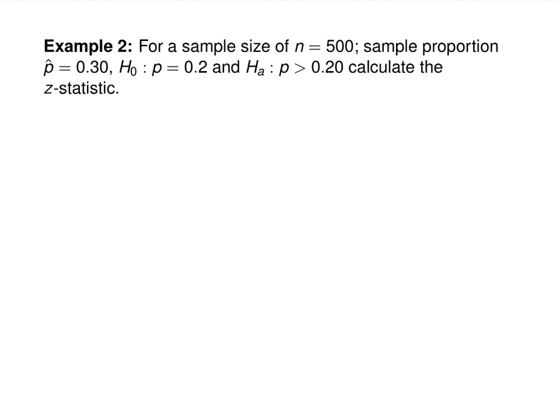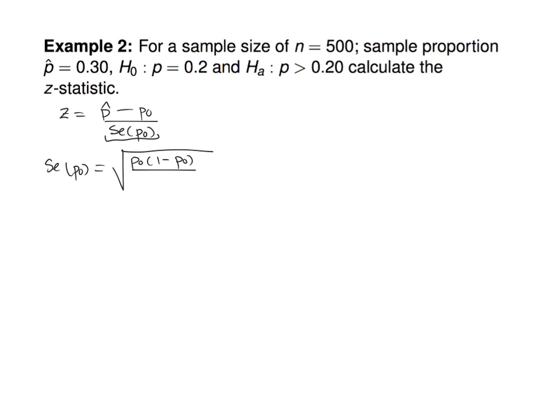Okay, let's actually find a z statistic. Because this formula is z equals p hat minus p naught over standard error of p naught, I'd suggest finding this standard error first, and then using the answer in the rest of your calculations. So the standard error of p naught is the big square root sign, p naught times 1 minus p naught, over n, right?